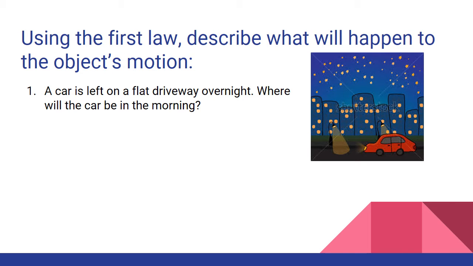And so we can use the first law to describe what is going to happen to an object's motion as we're watching it. So look through these scenarios and try and describe what you think will happen based on what we know now about Newton's first law of motion. The first scenario is a car is left on a flat driveway overnight. Where will that car be in the morning? Pause here and I'll let you know the answer in a few seconds.